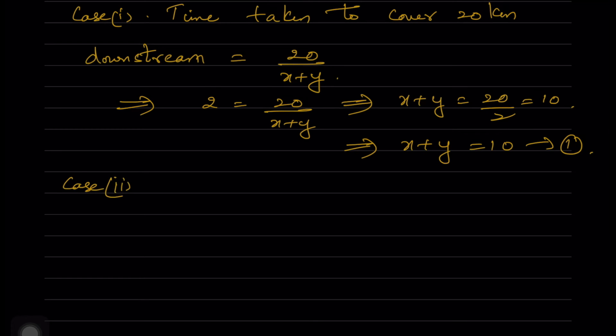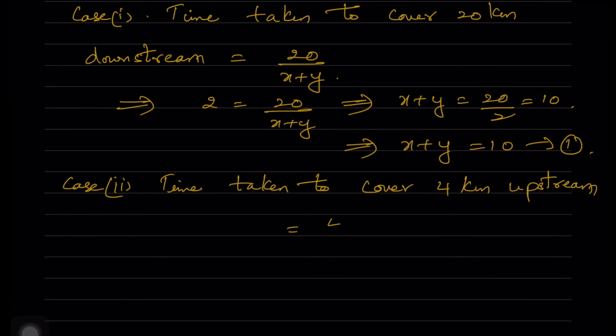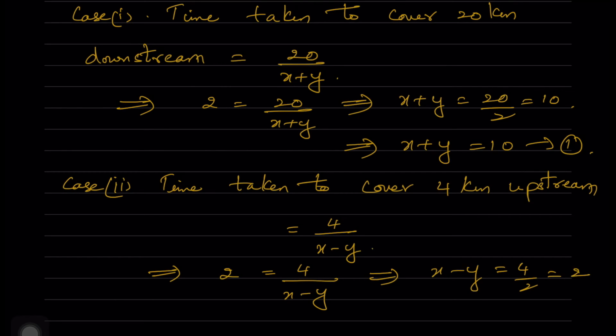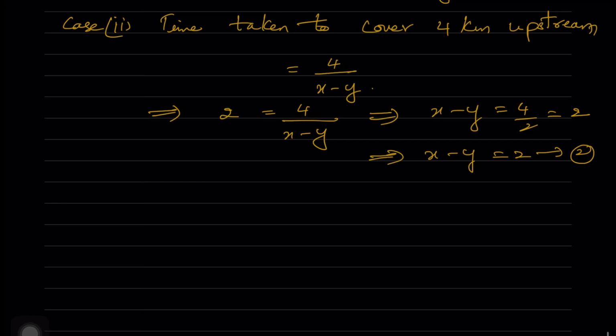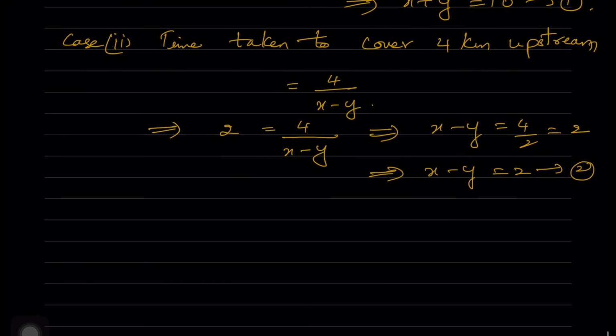Now in the second case, we are having time taken to cover 4 kilometers upstream. The equation which we are going to form here is 2 is equal to 4 by x minus y, which implies that x minus y is equal to 2. From the two equations we are having x plus y is equal to 10 and x minus y is equal to 2. So x plus y is equal to 10 as the first equation, x minus y equal to 2 as the second equation.